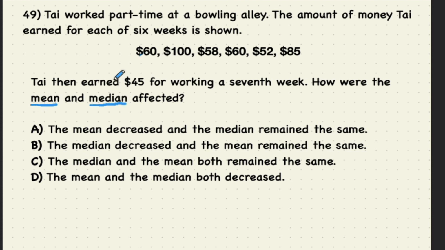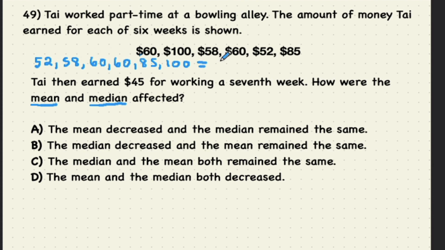So what we're going to start off doing is looking for the mean. So let's go ahead and set this up. I'm going to place the values in order from least to greatest. Okay, so let's go ahead and do that. We're going to figure out the mean for the 6 weeks first. Okay, so we have 52, then we have 58, 60, 60, 85, and 100. And so looking for the mean, we have to add these values together.